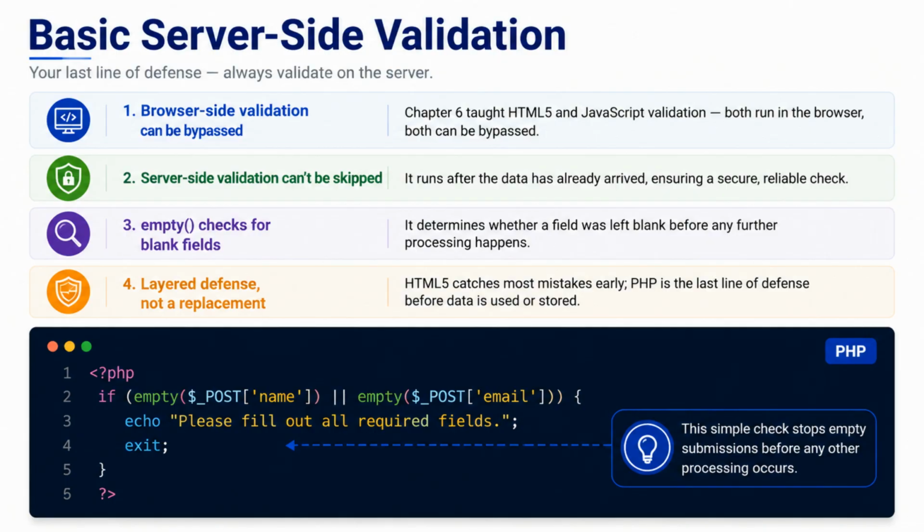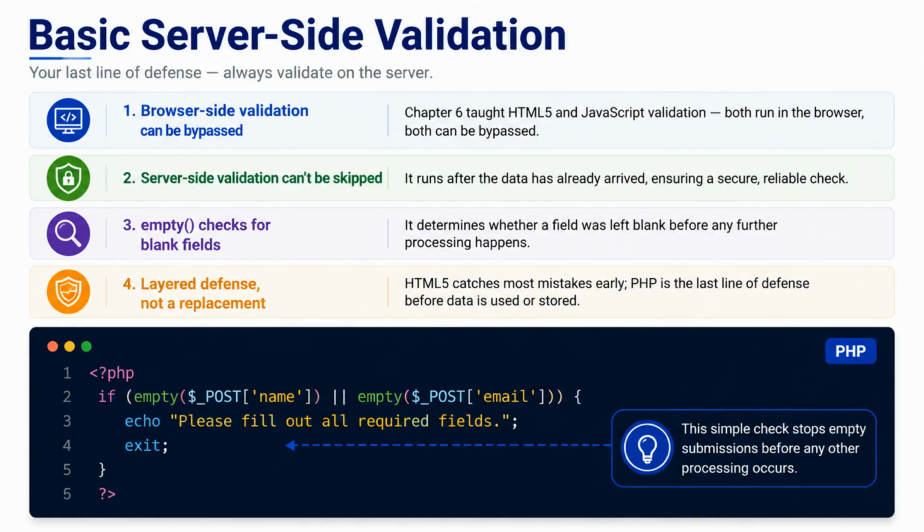Remind students what Chapter 6 already gave them: HTML5 attributes like required, and JavaScript validation before submit. Both of those run in the browser, which means both can be bypassed. A visitor can disable JavaScript or submit straight to the processing page without ever touching the actual form. Server-side validation is the layer that can't be skipped, because it runs after the data has already arrived at the server. There's no way around it, no matter how the request got there.